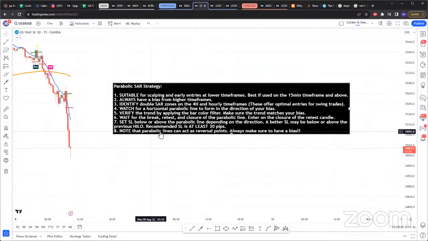And then number 8, note that parabolic lines can act as reversal points. So actually, the parabolic SAR, the SAR means stop and reversal. That's why it's important to wait for those confirmations, because it can stand for stop and reversal.